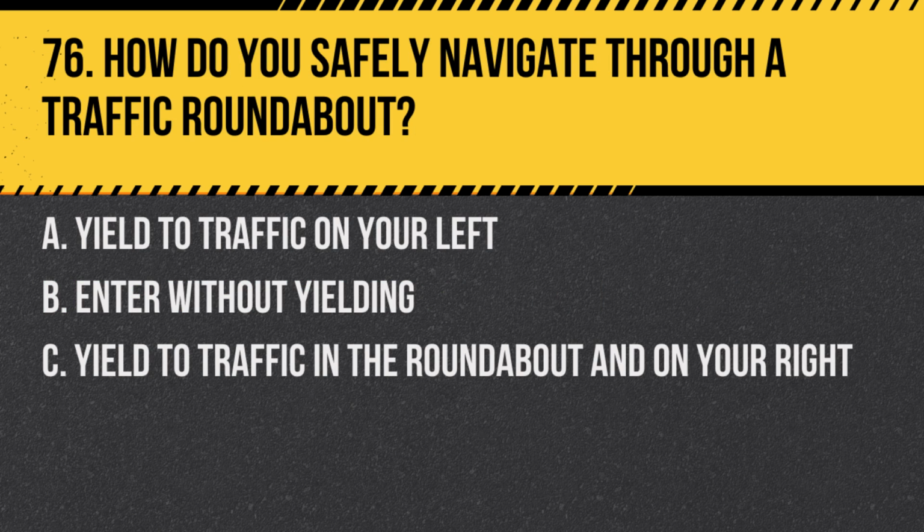Question 76. How do you safely navigate through a traffic roundabout? A. Yield to traffic on your left. B. Enter without yielding. C. Yield to traffic in the roundabout and on your right.